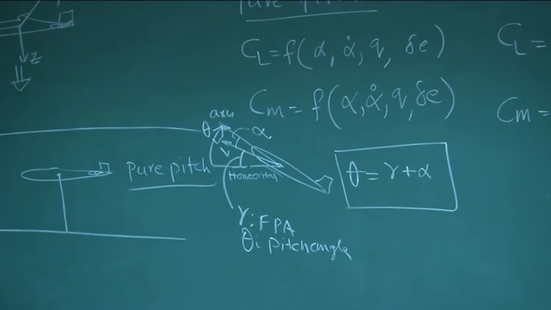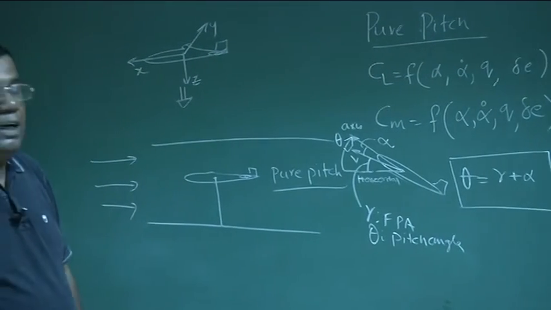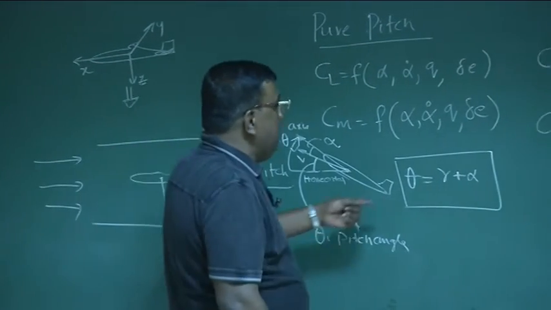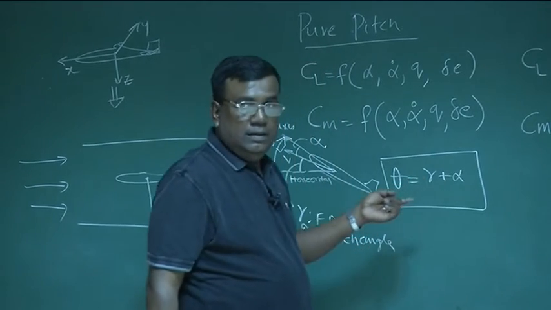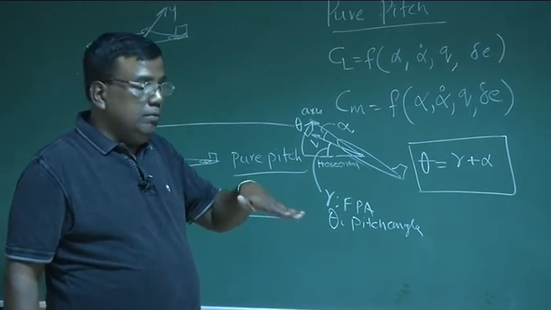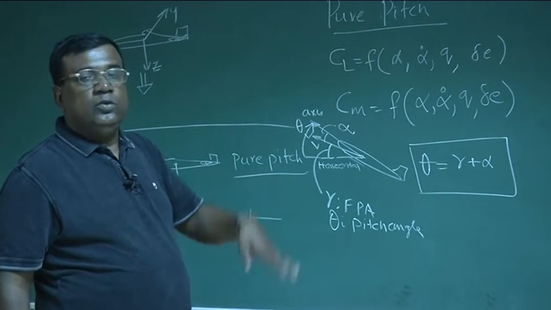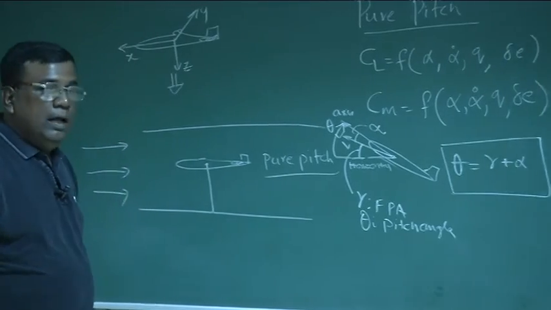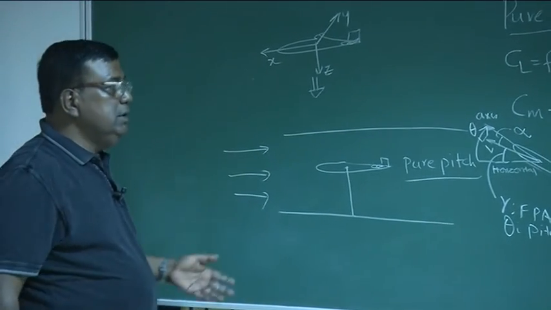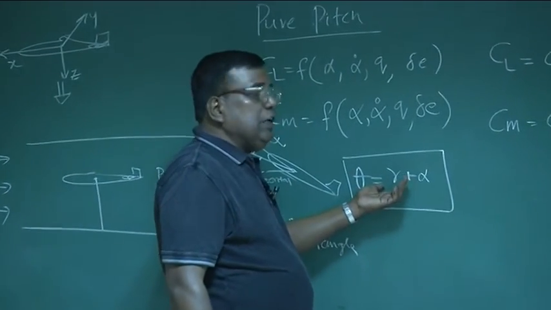In actual free flight, whenever there is a control input which changes theta, it also changes alpha as well as gamma in general. Because if there is a theta change, alpha changes. Alpha change means moment will come, and force will come through CL. So that will also change the motion of the CG of the airplane along the z axis. So gamma will change. All these things are representation of an actual flight.